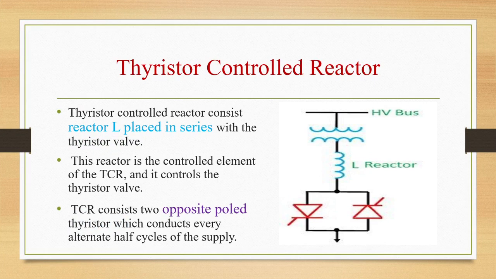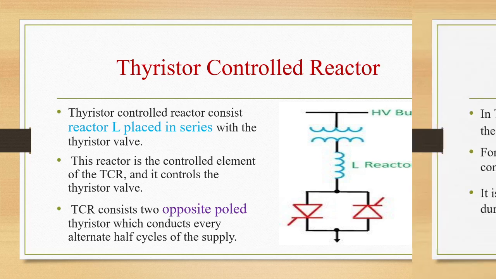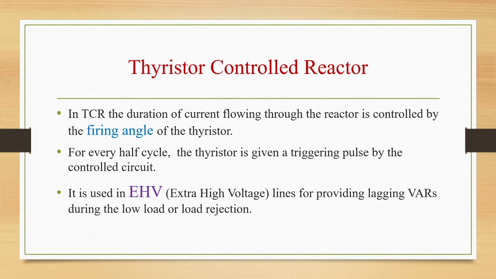Thyristor controlled reactor consists of reactor L placed in series with the thyristor valve, as we can see in the figure. And this reactor is a controlled element of TCR and it controls the thyristor valve. TCR consists of two opposite pole thyristors which conduct every alternate half cycle of the supply. And in TCR, duration of current flowing through the reactor will be controlled by firing angle of the thyristor. For every half cycle, thyristor will be given a triggering pulse by control circuit. Thyristor controlled reactor is used in extra high voltage lines for providing lagging VARs during low load or load rejection.